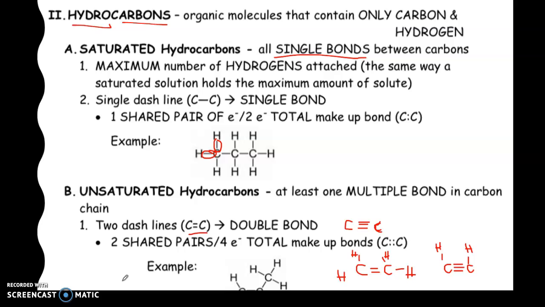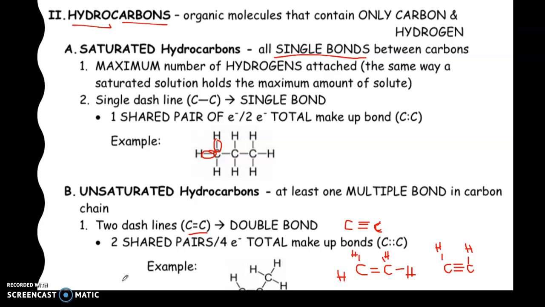Now, because it contains carbon, we know that it's an organic material or organic molecule. Let me say that again. We know that it's an organic molecule because it contains carbon. Obviously, the name hydrocarbon breaks down into hydrogen and carbon, so that's a way we can define it. Now, there's two types of hydrocarbons.